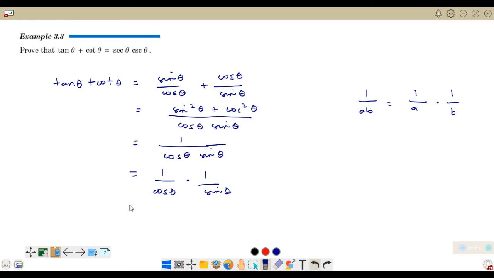What is 1 over cosine theta? That is secant theta. What is 1 over sine theta? That is cosecant theta. So, this is how you prove that the two trigonometric identities are equal.